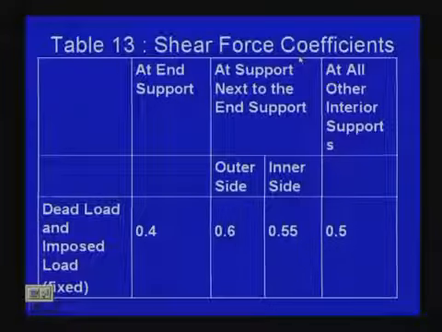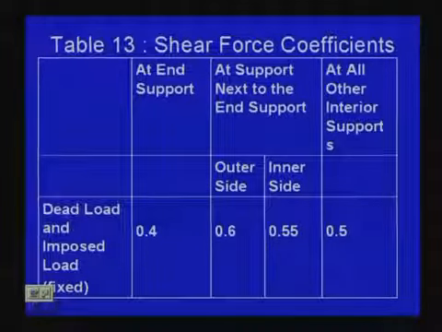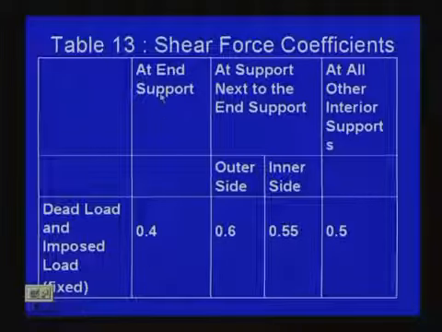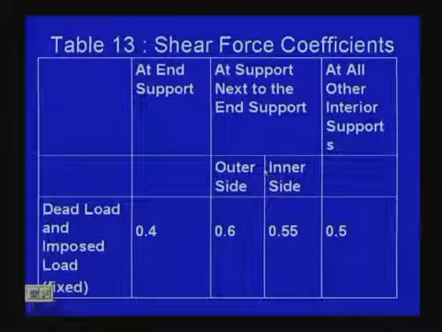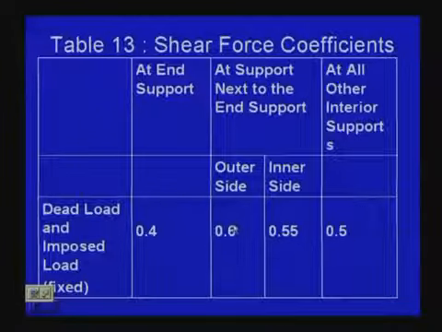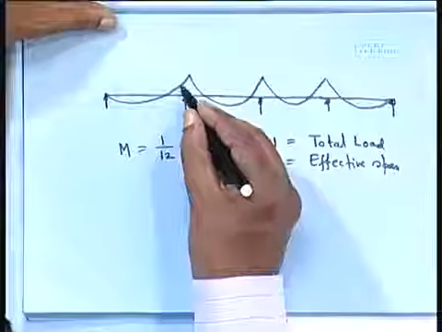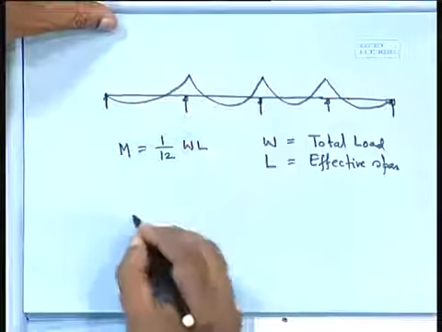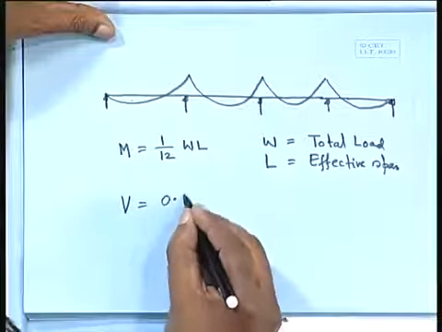Now, what about the other part? There are the shear force coefficients. Here again, in similar fashion, dead load and imposed load are fixed at the end support, at the support next to the end support, and at all other interior supports. Next to the end support we have two positions, one on the outer side and another on the inner side. This is your outer side and this is your inner side, and that V will be equal to 0.6 W.